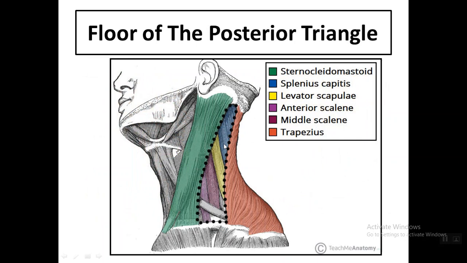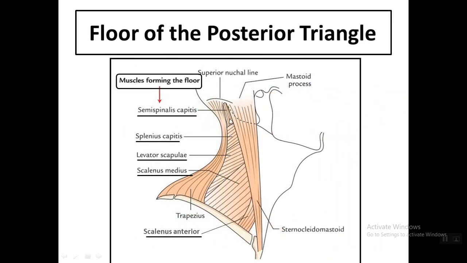What is the floor of this triangle? It is formed from above downward by certain muscles that form what we call the prevertebral muscles, covered by prevertebral fascia. From above downward, the floor of the posterior triangle is formed by the semispinalis muscle, splenius capitis, levator scapulae, scalenus medius, and scalenus anterior. All these muscles are arranged from above downward to form the floor of the posterior triangle. It is covered by prevertebral fascia.